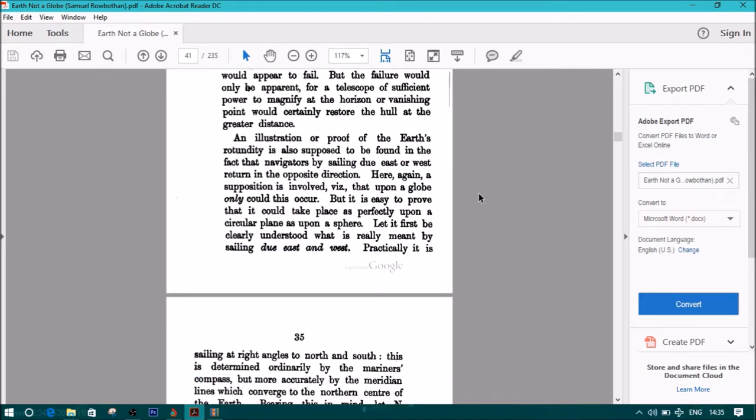An illustration or proof of the Earth's rotundity is also supposed to be found in the fact that navigators, by sailing due east or west, return in the opposite direction. Here again, a supposition is involved, that upon a globe only could this occur. But it is easy to prove that it could take place as perfectly upon a circular plane as upon a sphere. Let it first be clearly understood what is really meant by sailing due east and west.